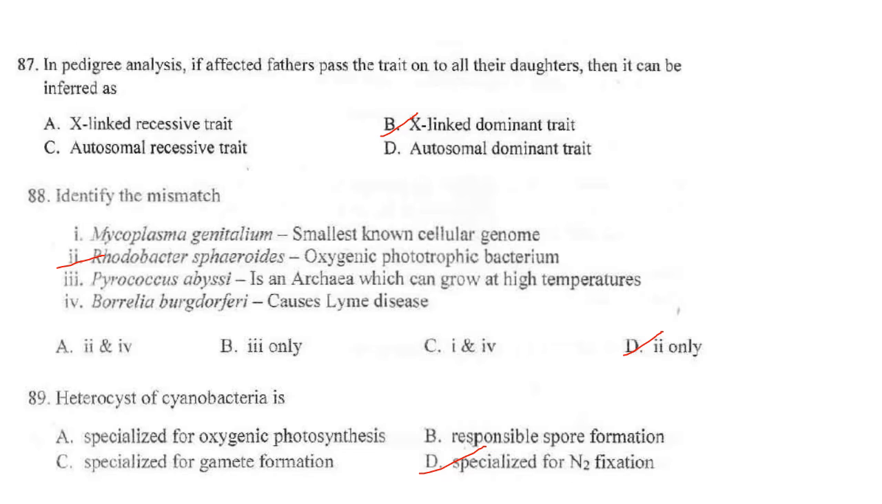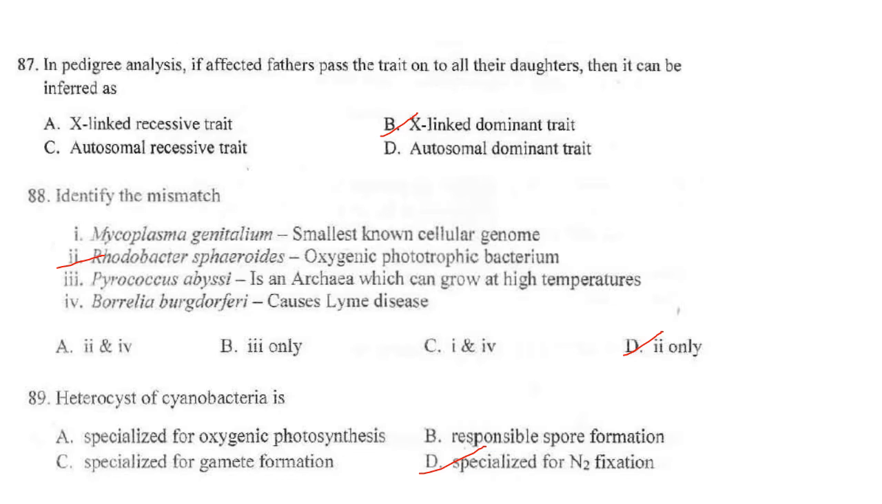In pedigree analysis, if affected fathers pass on the trait on to all their daughters, then it can be inferred as X-linked dominant trait. Answer is option B. Because it is fathers pass the trait to all of their daughters.